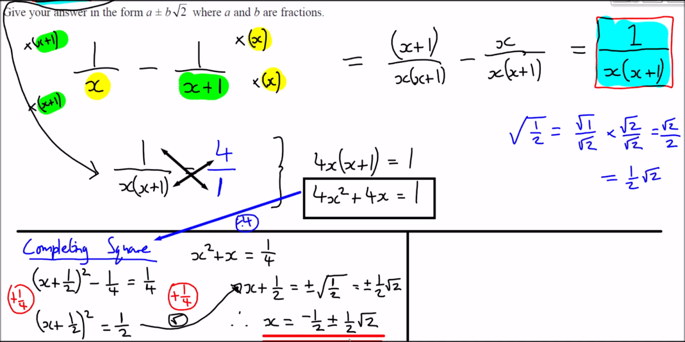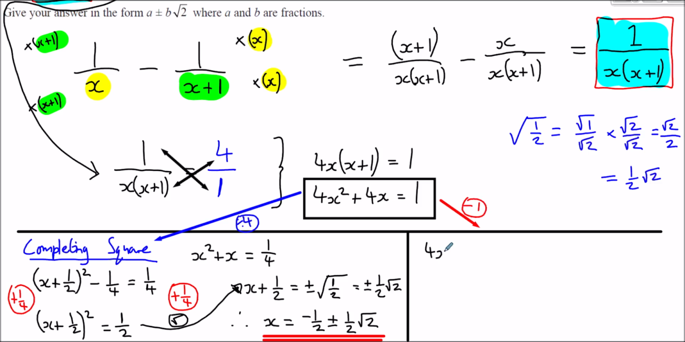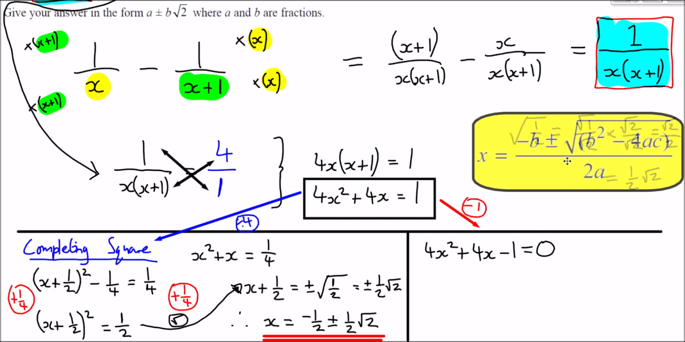The second method we could have used is the quadratic formula. So if we had done the quadratic formula instead, we'd need to make sure that the right-hand side of the equation is equal to 0. So to use the quadratic formula, we'd have to take this form here and subtract 1 from both sides. It would have to be in the form 4x squared plus 4x minus 1 equals 0. In this form, we can now use the quadratic formula, which is as follows, in case you forgot it.